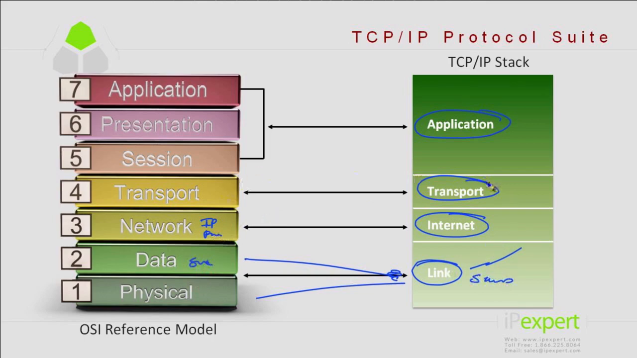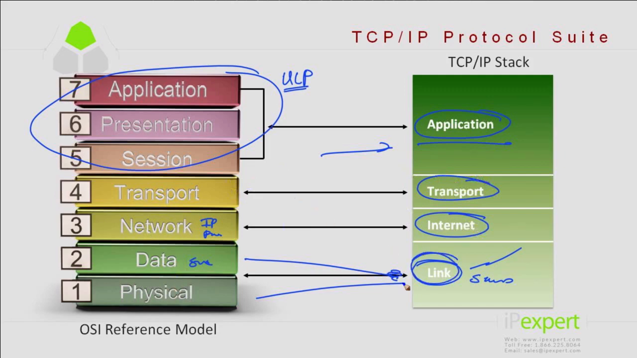Transport is the same, and then what we end up doing is we group the ULPs, the upper layer protocols, together into one layer inside the four-layer model referred to as application. So transport is transport in both models. Network is internet in the TCP/IP stack, and data link and physical combine to form the link layer in these confines. Now, what this doesn't do is tell us what each of these does.